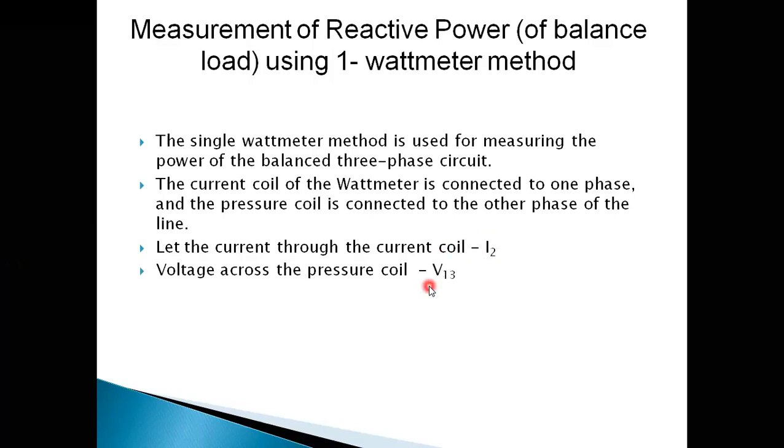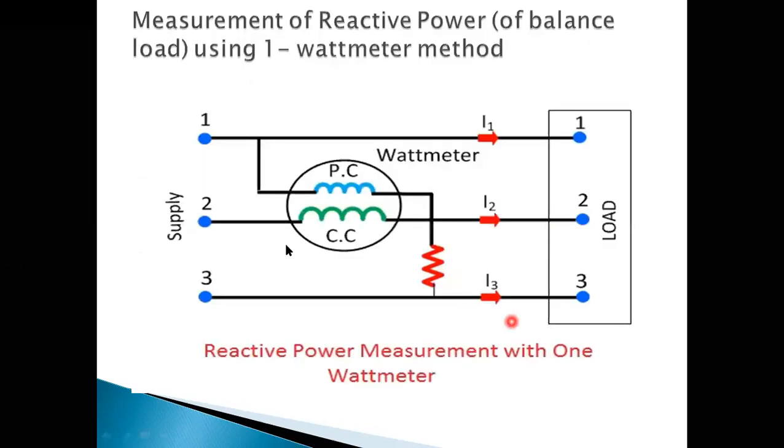And if you see the pressure coil, it should be connected to the two other phases. So when 2 is already used here, we are left with 1 and 3. So between 1 and 3, we will connect the pressure coil like this. The current coil is placed in series with line 2, so the current coil is carrying I2 current. The pressure coil is connected across 1 and 3, so the pressure coil is connected across V13.